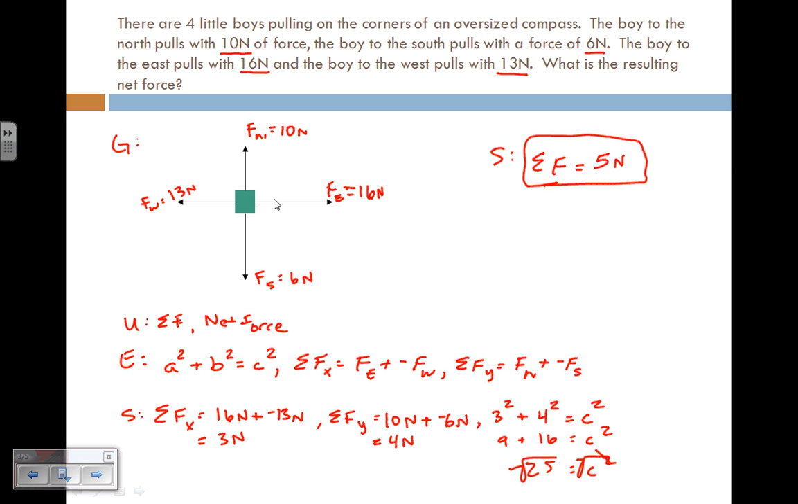Okay, so this again is a problem where you have unbalanced forces in two dimensions. One of the key components of these problems is that you have to calculate all the forces in the x, calculate all the forces in the y, and then actually use those in the Pythagorean theorem.